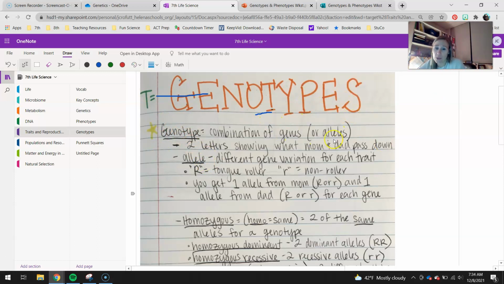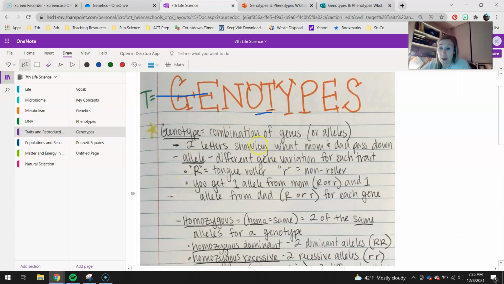Alleles is a really important word that we're going to use a lot. Basically, when we talk about our genes that we're passing down, we're going to look at alleles. Alleles are little letters that we use to represent whether the parent is passing down the gene for a dominant trait or a recessive trait. So two letters showing what mom and dad pass down. Mom passes down this gene, dad passes down that gene. Those are both alleles. And when they combine in the offspring, that's going to be the offspring's genotype. So an allele is a different gene variation for each trait.